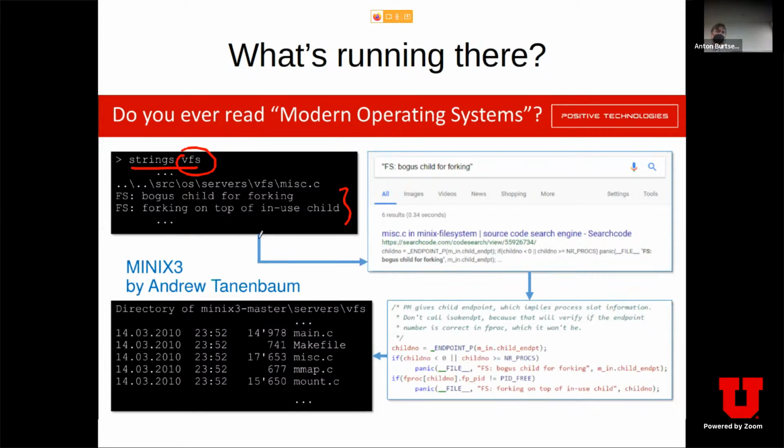And if you say, okay, I will put this on a Google search or some other search engine, I land on this search result, which means that FS bogus child for forking. This is exactly the line, FS bogus child for forking. What's this code base? Apparently, it's a code base of something called Minix 3. Minix 3 used to be Minix, which was a teaching operating system developed by a professor, Andrew Tanenbaum. He's now in the Netherlands, right? So he teaches there.